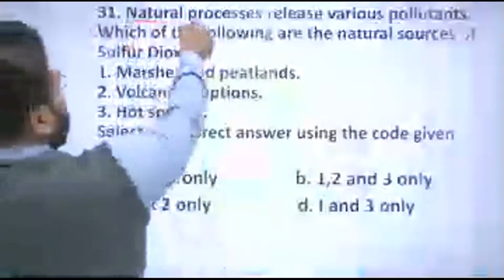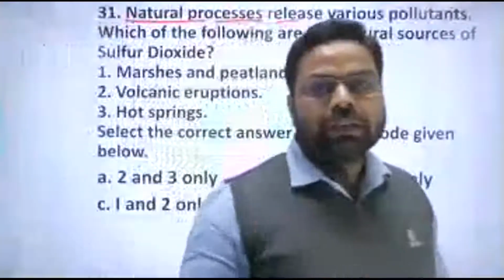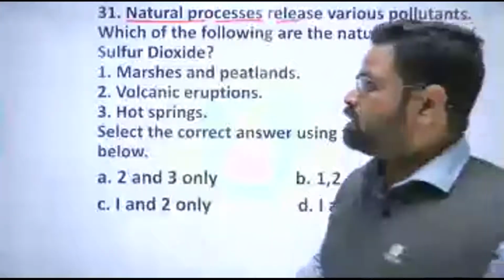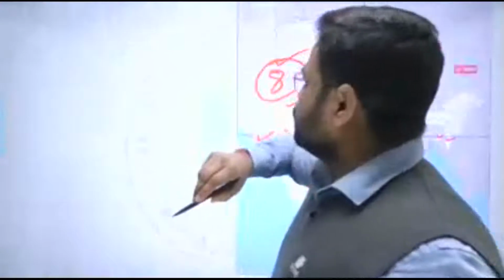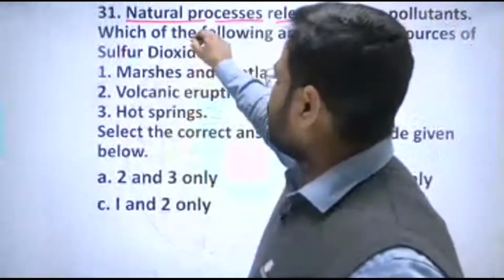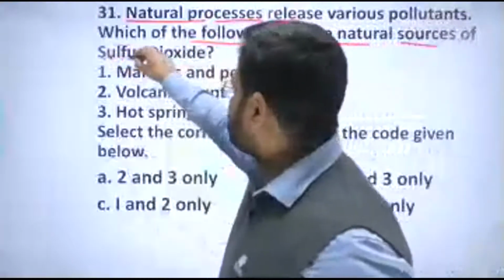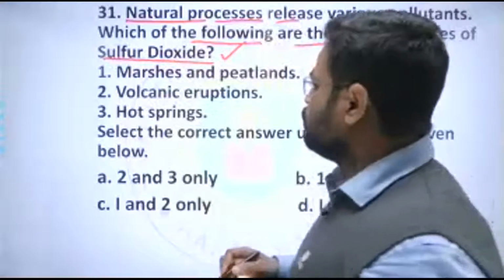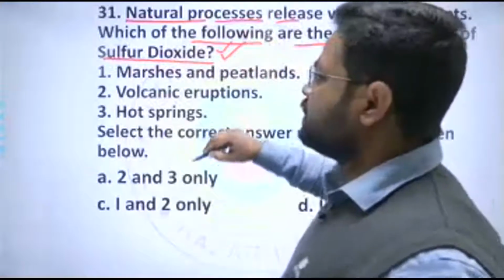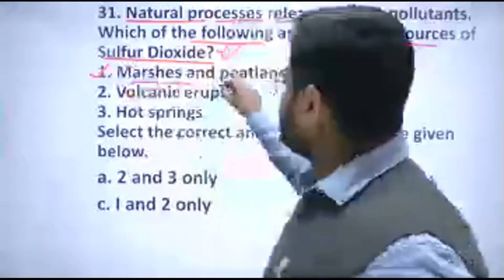Now come to the next question, that is, natural processes release various pollutants. Obviously various natural processes also release various pollutants. The next statement asks which of the following are the natural sources of sulfur dioxide, SO2? So sulfur dioxide is also an atmospheric pollutant, and here it says marshes and peatlands.